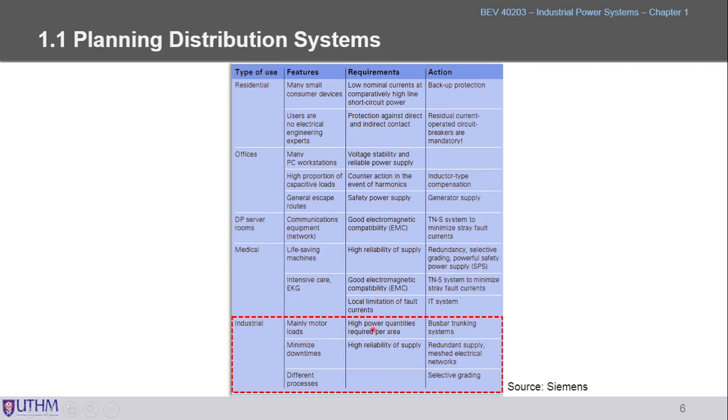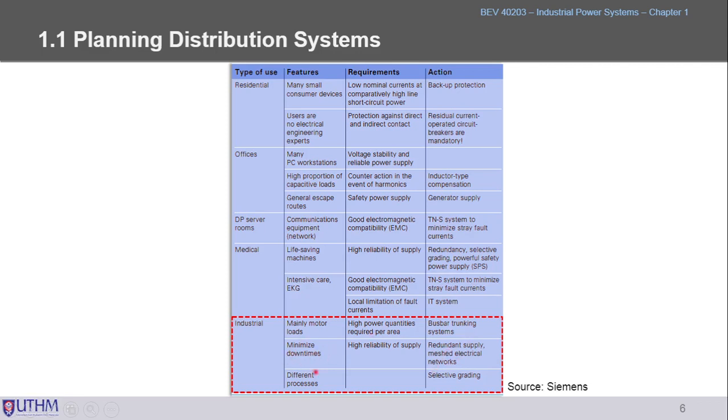So that is the feature, and the action is we need to install a bus bar trunking system, right? Because in the house we don't have a bus bar trunking system. It's a very big bus bar trunking system, right? So what we have is just some cable from our DB.